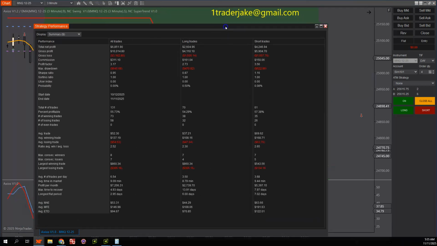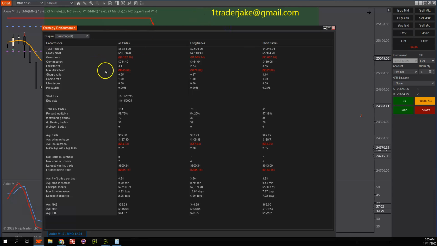And now, with adding a 3rd contract, basically, our profit factor goes back up to over 3. We have $6,800 profit, max drawdown, super chill at $645. Nice sample size, 131.